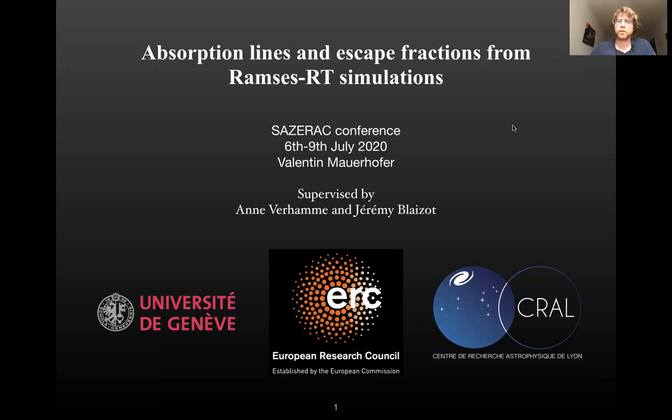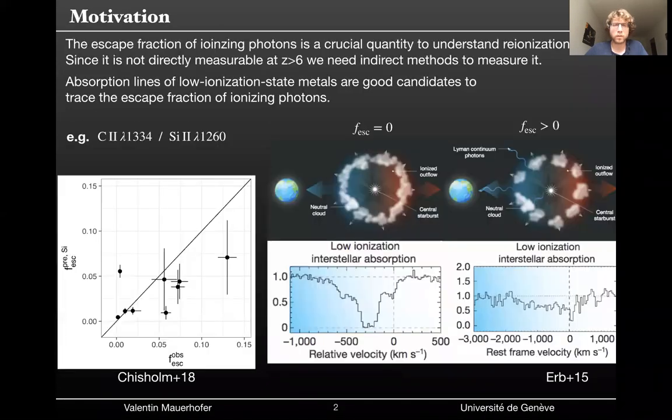I'm Valentin, a PhD student at the University of Geneva and of Lyon, supervised by Anne Verhamme and Jeremy Blaizot. I will present my PhD project where I create absorption lines in simulations and use them to infer the escape fraction of ionizing photons. As you know, the escape fraction is a very important quantity to understand ionization. Unfortunately, it's not measurable at redshift higher than 6 because the neutral IGM absorbs all the ionizing photons. So we need to find an indirect way to measure the escape fraction.